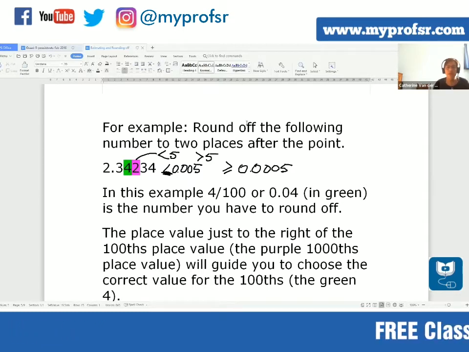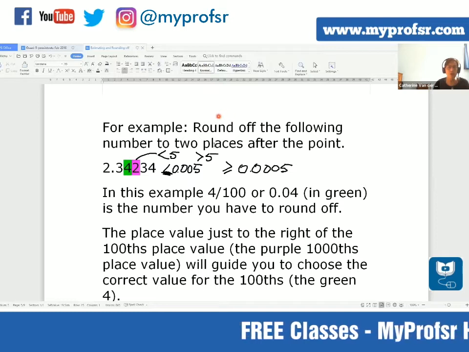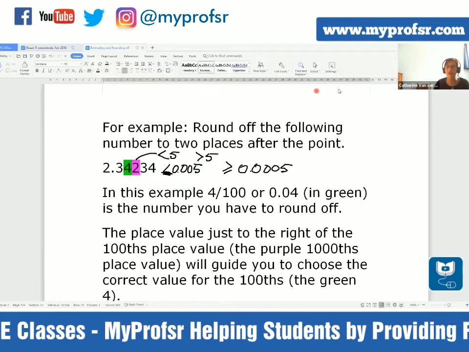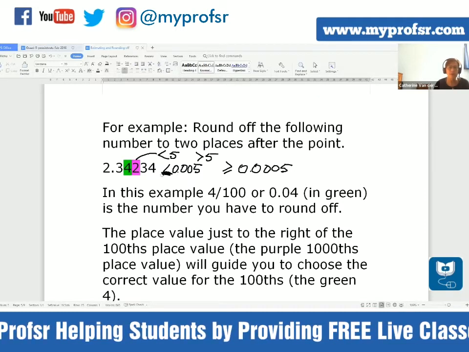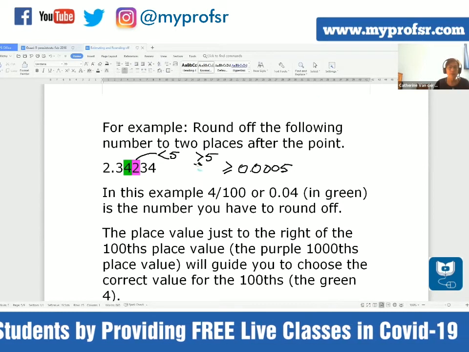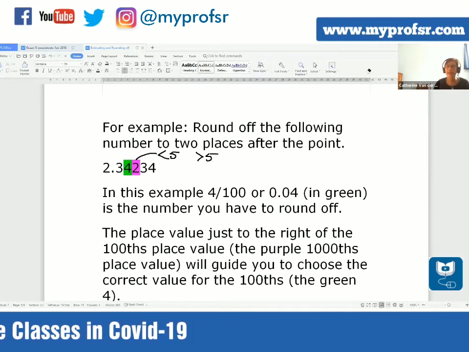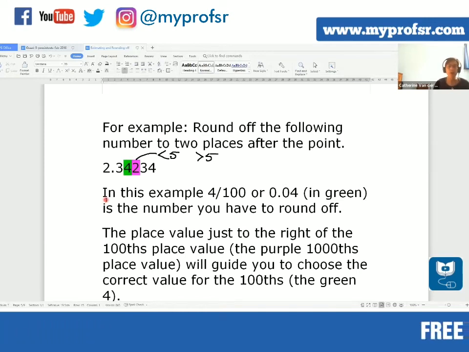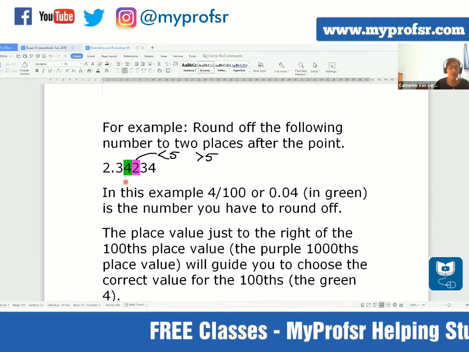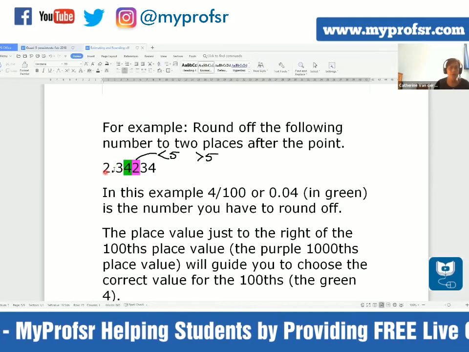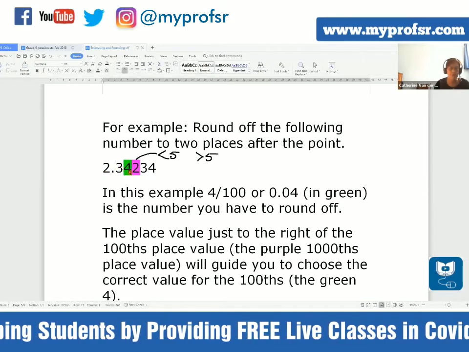Yes, there's a question whether you should round, whether you should check the value before rounding off. Yes, you have to check the value before rounding off. So let me just quickly explain again how you do this. You go to the number which you have to round off. In our case, it will be the green value. We have to round off 2 places after the point.